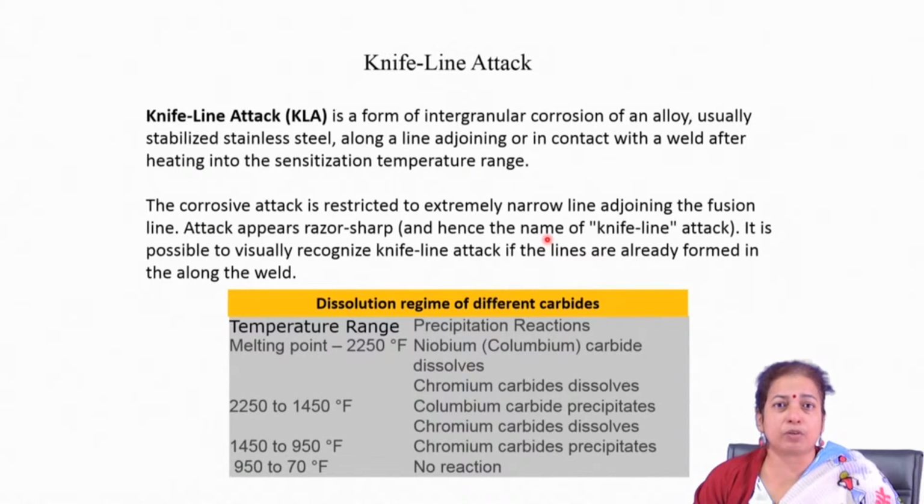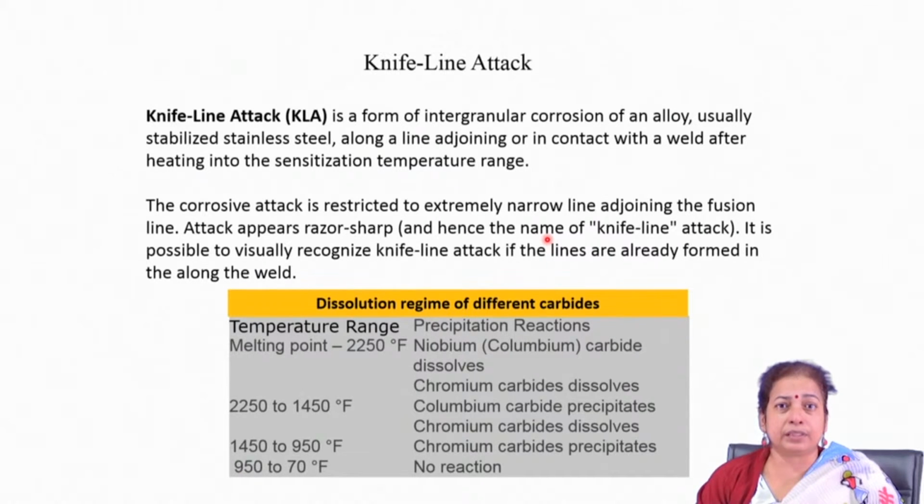So, you can always do this particular treatment or add some microalloying element, so that there is no chance of formation of any kind of chromium carbide precipitation, and this is desensitized. This is called desensitized steel, and naturally this particular steel is also very much important, but there is also a chance of some kind of attack which we call knife line attack.